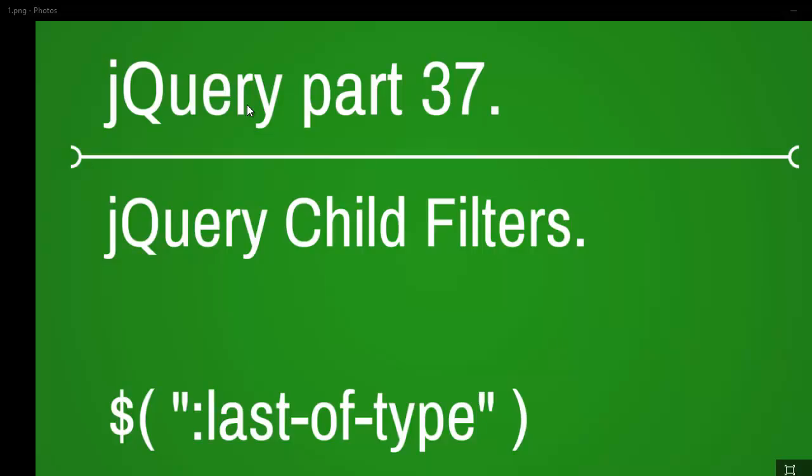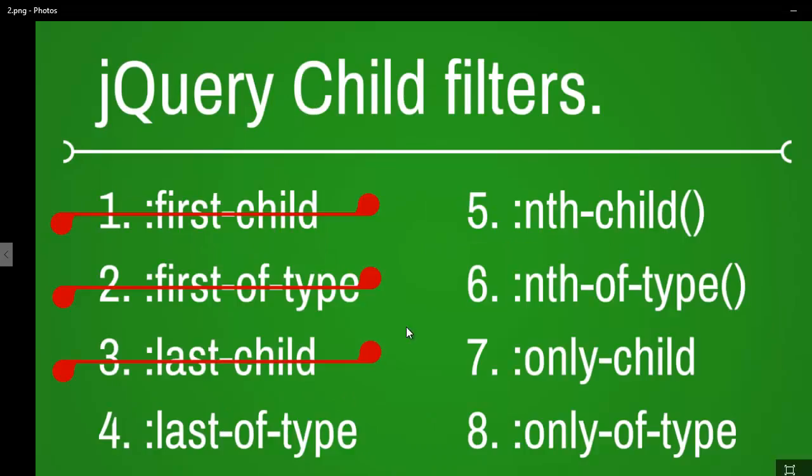Welcome to the jQuery video series, and this is part 37. Today we are going to look at last-of-type child filters. So far we have covered the earlier filters.